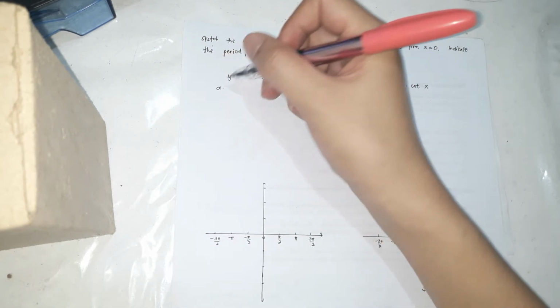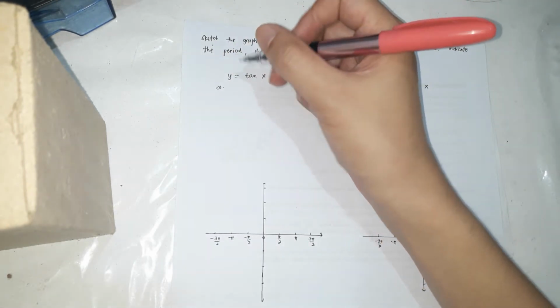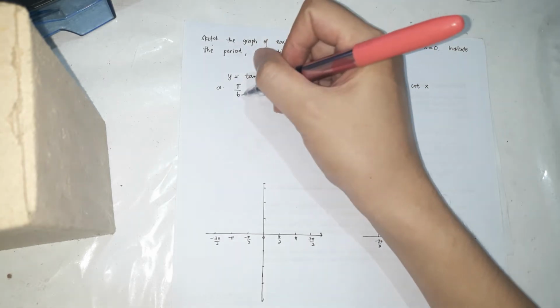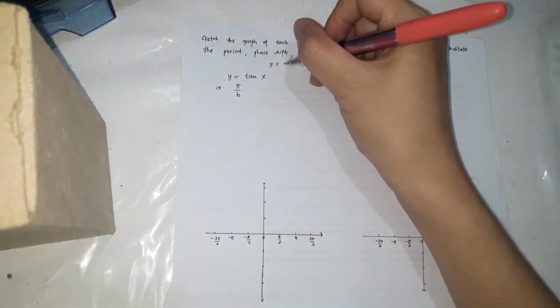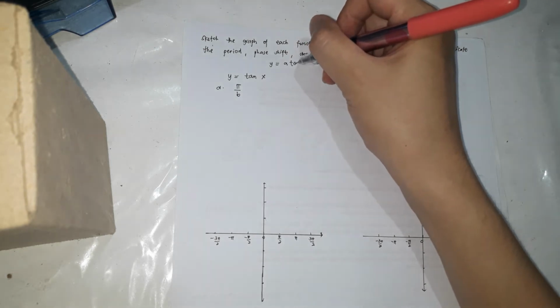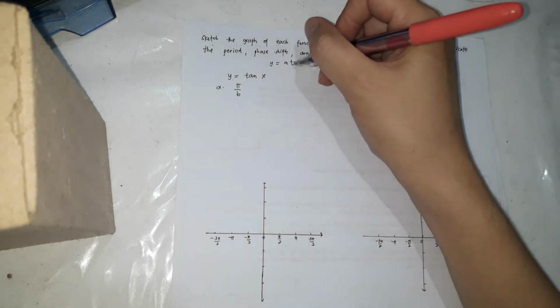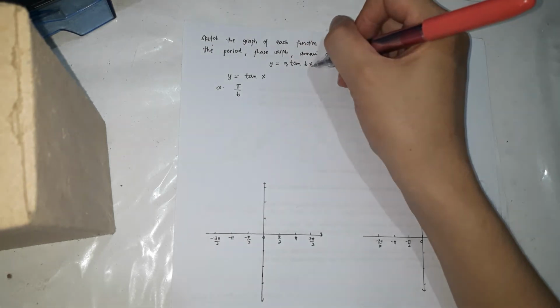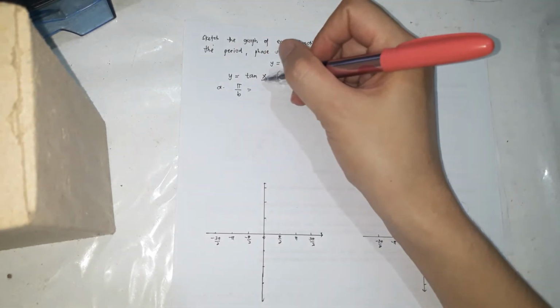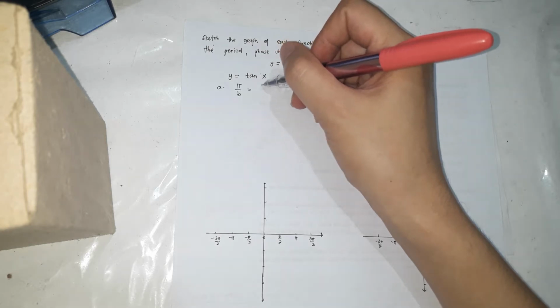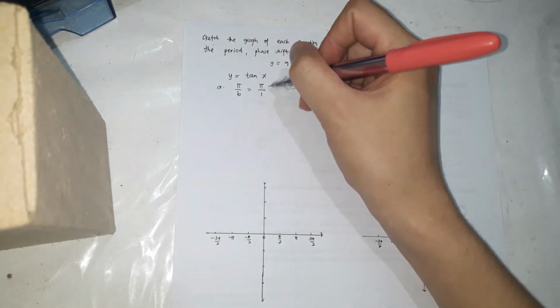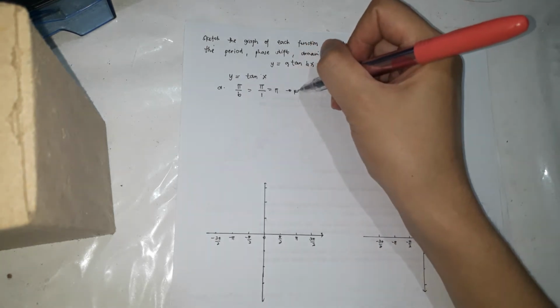First, determine the period. The period is pi over b. How are you going to know the b? The form is y equals a tan bx. The one beside tan is a, and the one beside x is b. For this one, x has nothing beside it, which means b is 1. So the period is pi. In one pi, the function already completes its changes. So that's the period.